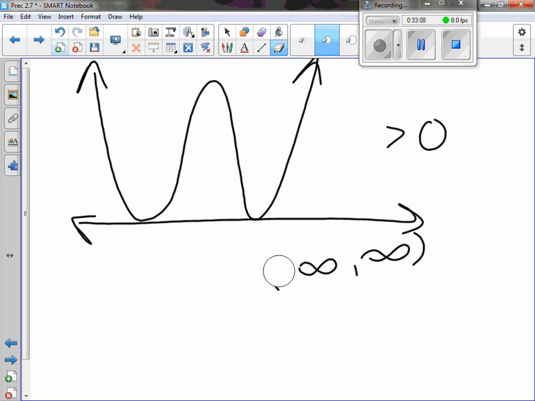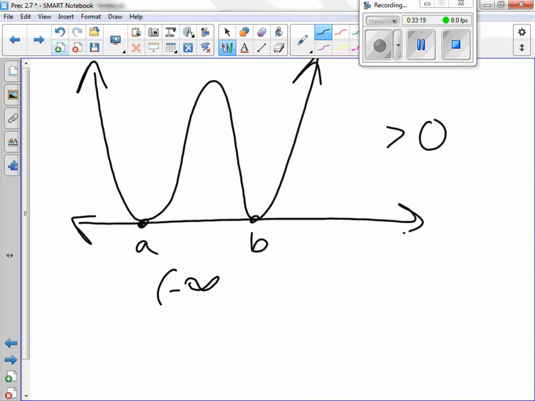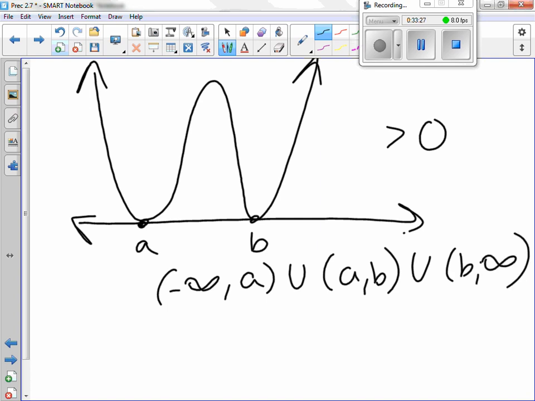Now, this, yes. Okay. Let's just call this A and B. If it's just wanting greater than, coming from the left, it'd be negative infinity, comma, A, union A, comma, B, union B, comma, infinity. Because, can it be equal to 0? No. So the points where it's 0 are not included, but because everything else is greater than 0, it works. So we have to exclude those points.